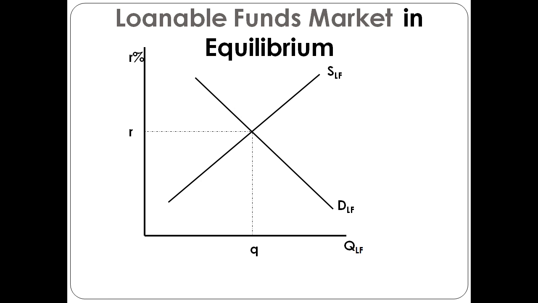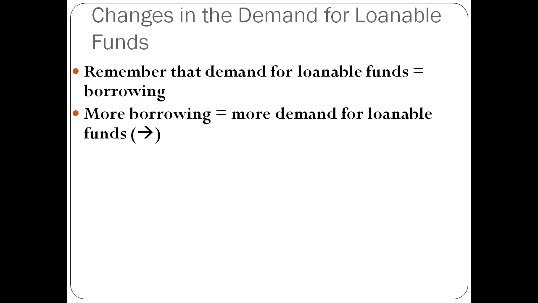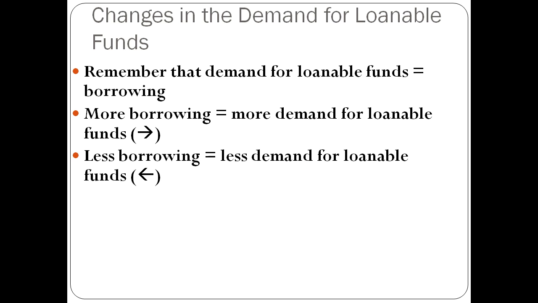So let's focus in on the demand for loanable funds. We're going to look at changes in the demand for loanable funds. Let's remember that demand for loanable funds is equal to borrowing. Borrowers are, and borrowing is, the demand for loanable funds. Borrowing affects the demand for loanable funds. So more borrowing is going to mean more demand for loanable funds, causing the demand for loanable funds to shift to the right. Less borrowing is going to mean less demand for loanable funds, which is going to shift demand for loanable funds to the left.